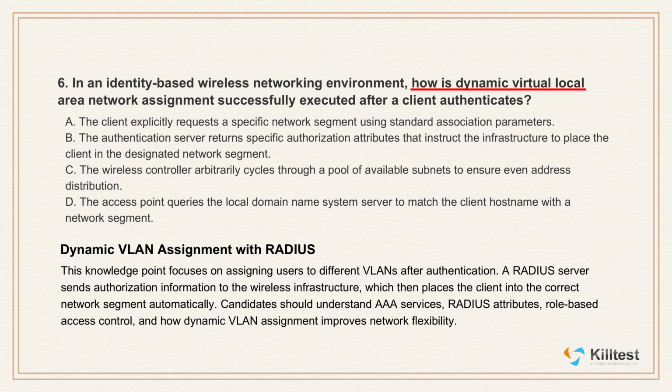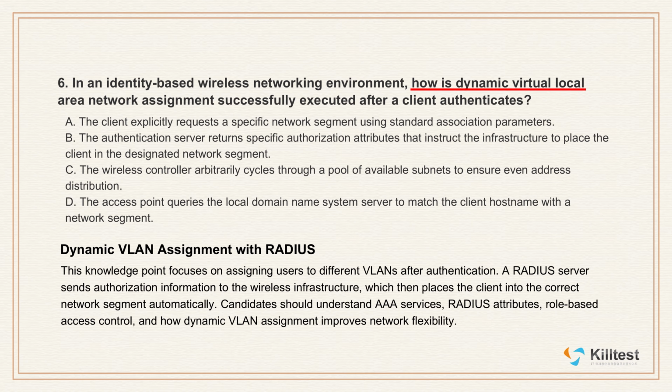A, the client device explicitly requests its desired network segment. B, a RADIUS authentication server checks the identity and returns authorization attributes instructing the infrastructure where to place the user. C, the controller arbitrarily cycles through subnets to balance IP addresses. Or D, the local DNS server matches host names with network segments. This is a core identity-based concept.